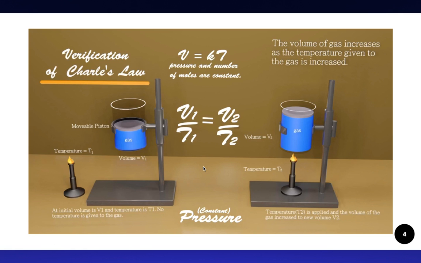So here's a visual representation of Charles's law. Again, this occurs at constant pressure, and that is because they're in the same room, so they have the same atmospheric pressure pushing down on them, and then these movable pistons have the same mass, which is sitting on top of the gas. So that covers the constant pressure.